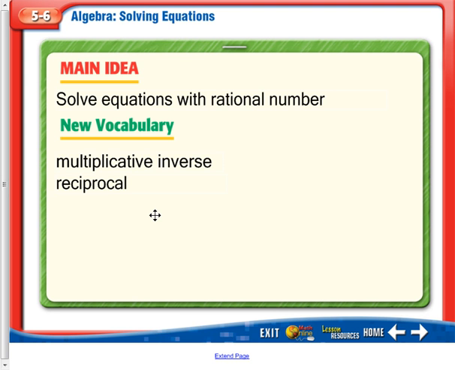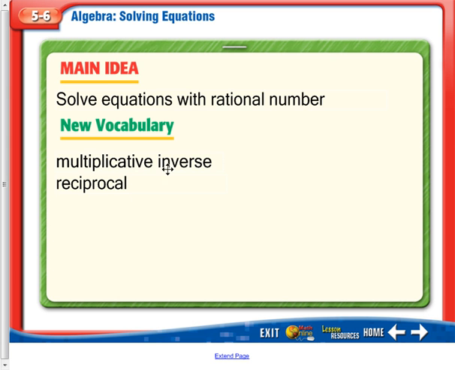For lesson 5.6a, we're going to be solving equations with rational numbers. So it makes sense for us to do 5.7 before 5.6, because in 5.7 we were working on dividing fractions and mixed numbers, and today we're going to use multiplication and division to solve equations. So it made sense for us to do these in a little bit different order.